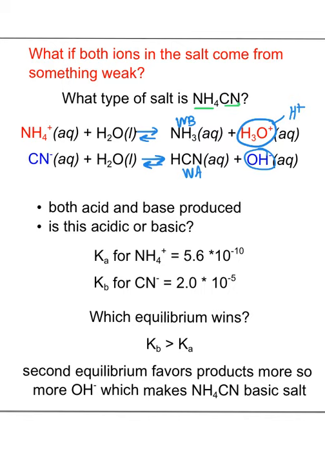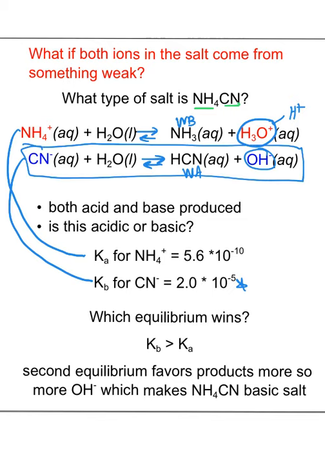So what we have to ask ourselves is, since both an acid and a base are produced, is it acidic or basic? Well, we want to know which equilibrium wins. So whichever one favors the products more will determine if it's acidic or basic. So we look at the Ka for the NH4 plus, and we look at the Kb for the CN minus, and we compare them. In this case, the Kb value for the CN minus is larger than the Ka for the NH4 plus. So this means the second equilibrium favors the products more because the Kb value is bigger.